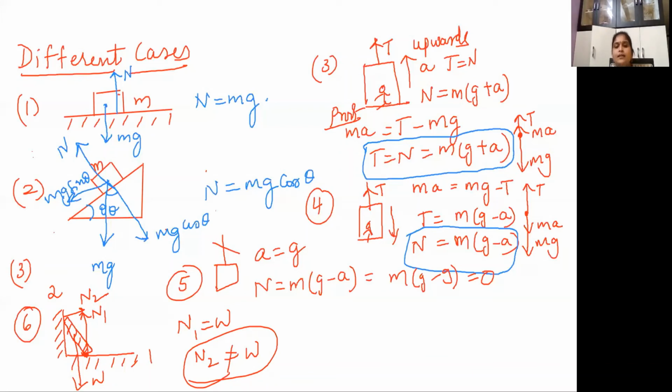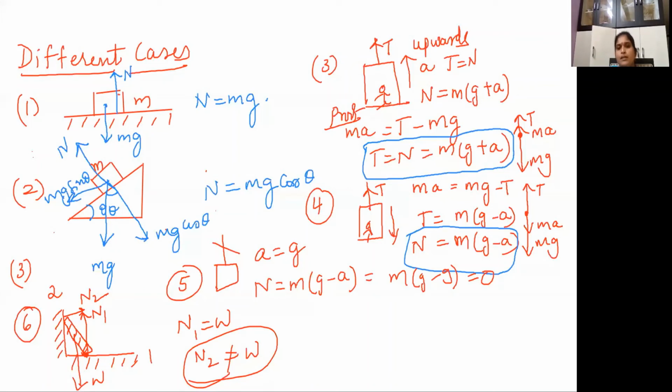In an accelerated frame of a lift, when the string is cut off and the lift falls freely, in that case there is no normal reaction. But when we take some other application of a ladder, in one case the normal reaction can depend on weight. In the other case, the normal reaction need not depend on weight.